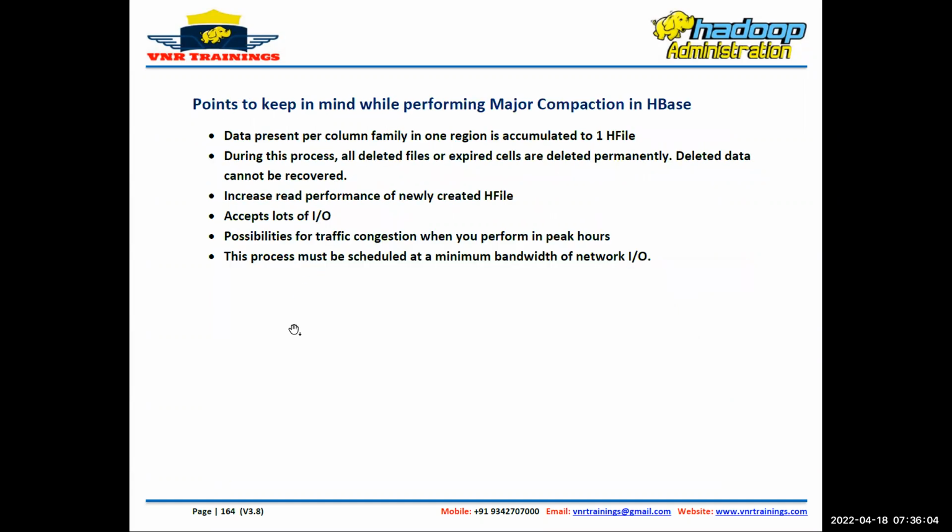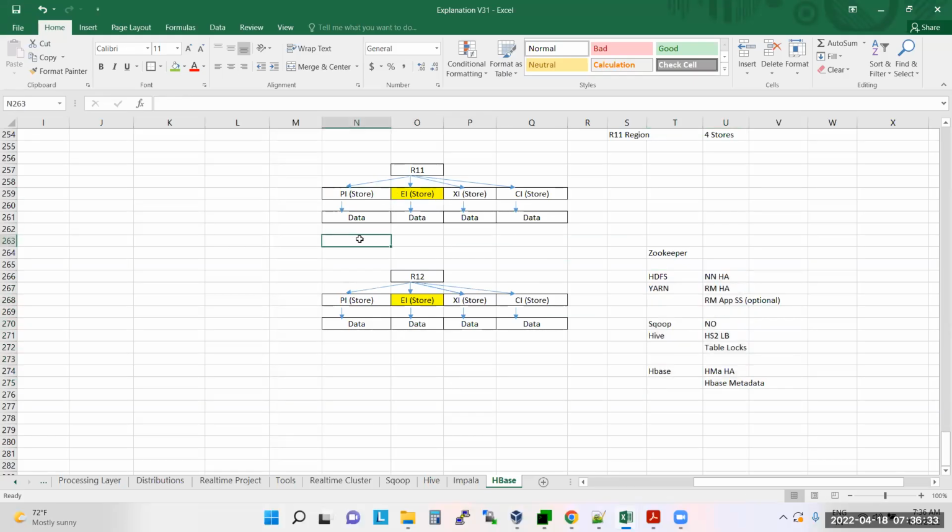So points to keep in mind while performing major compaction in HBase. Data present per column family in one region is equivalent to 1 HFile. In each column family, you will have data files. Compaction works on each region and each column family. Now I have a region here with 4 column families. After doing minor or major compaction, you have 1 HFile per store.